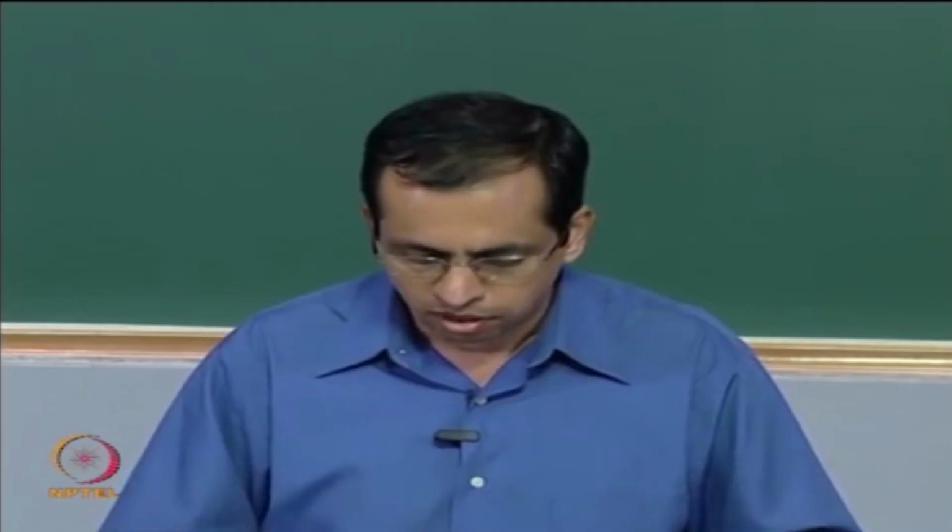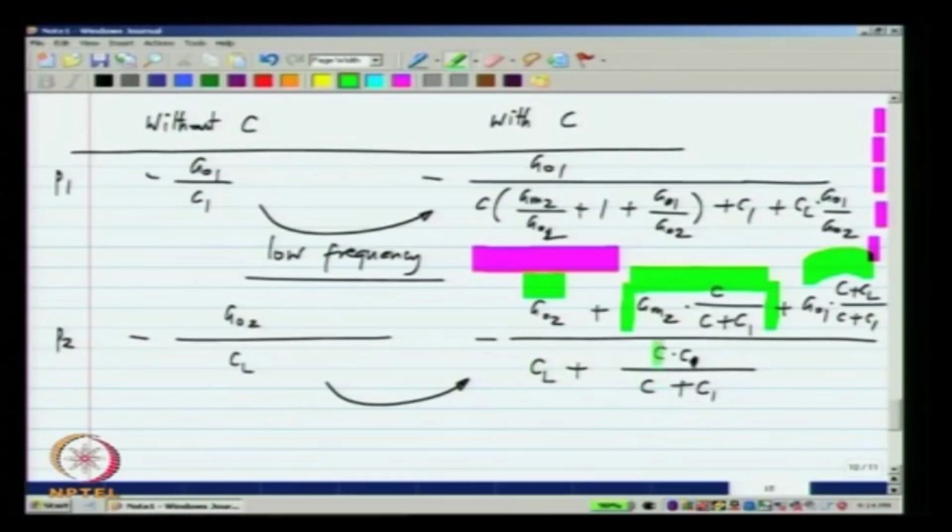Whereas the capacitance has become CL plus some value, which you generally expect to be of the same order as CL, or even smaller. So, the denominator increases, but only modestly, while the numerator increases enormously. So, it turns out that this P2 moves to a high frequency compared to the case where we did not have a C.